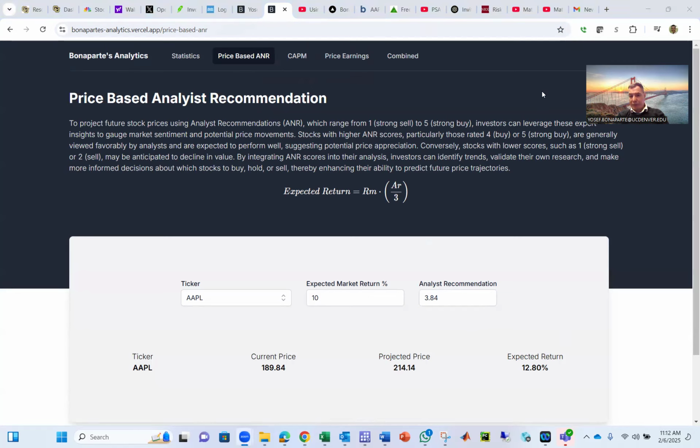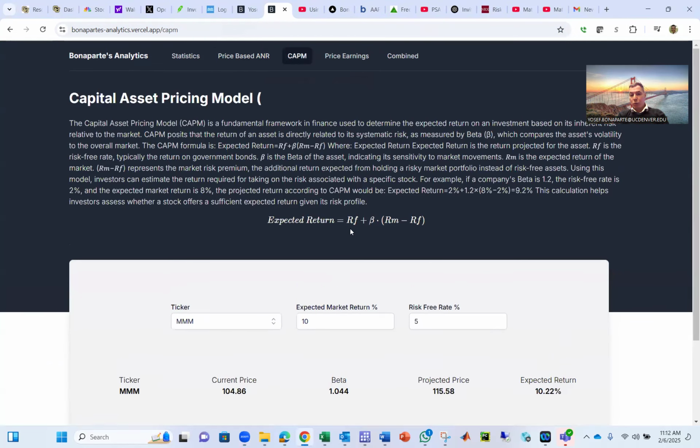So that's the first model telling you return is going to be 12.8 and the projected price to be 214. The current price is 189. The second model is the CAPM model, which is RF plus beta multiplied by RM minus RF. RF is risk-free, which is the Federal Reserve, plus the company beta, times RM minus RF.